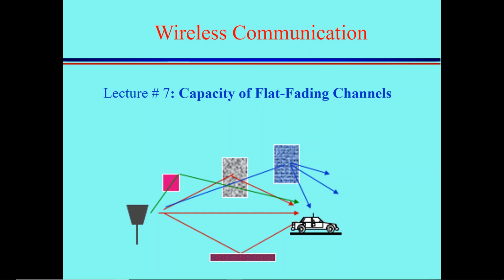So, welcome everybody to the second part of the wireless communication lecture. This is lecture number 7. In this lecture we will talk about the capacity of flat fading channels. In the previous lecture we talked about the channel itself.